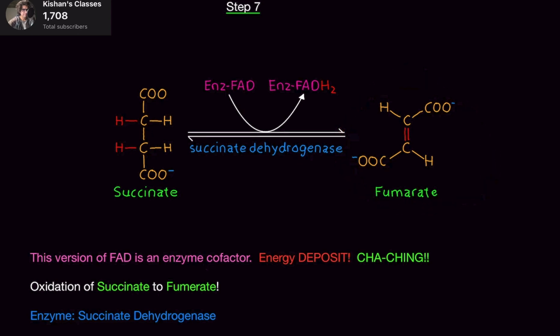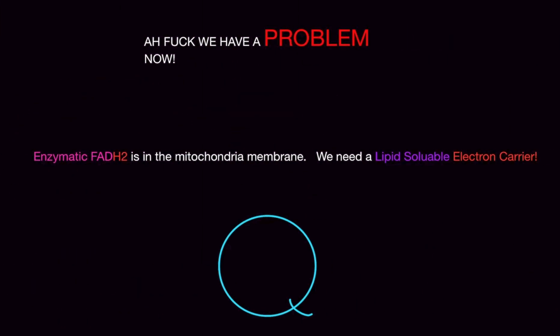That's all we did. Now, this going from succinate to fumarate is an oxidation reaction. Oxidation means we lose protons. But FAD is reduced. This is a reducing reaction from enzymatic FAD to enzymatic FADH2, because we gained protons. That's what reducing is. That is step 7.